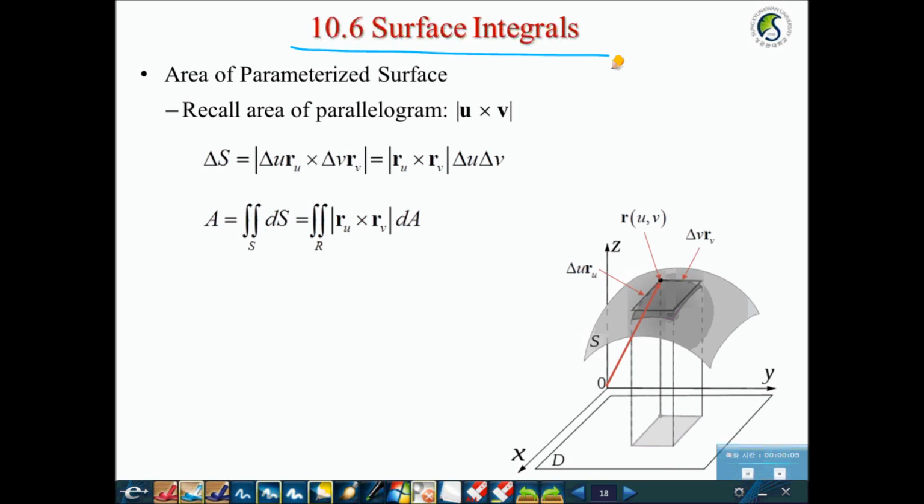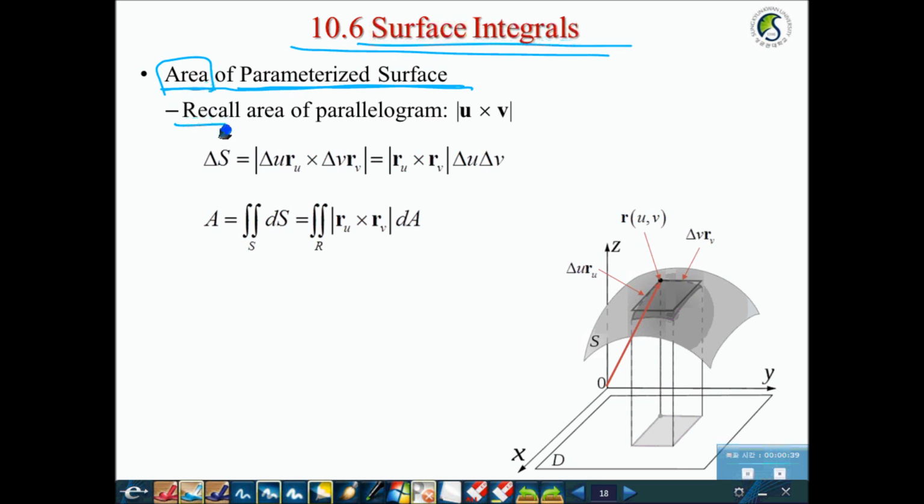9.6 surface integrals. Let's assume that you have a parameterized surface already, and you're getting area. Before we move on to surface integral, we start from the basic concept of the integral. So we're getting the area of a parameterized surface.